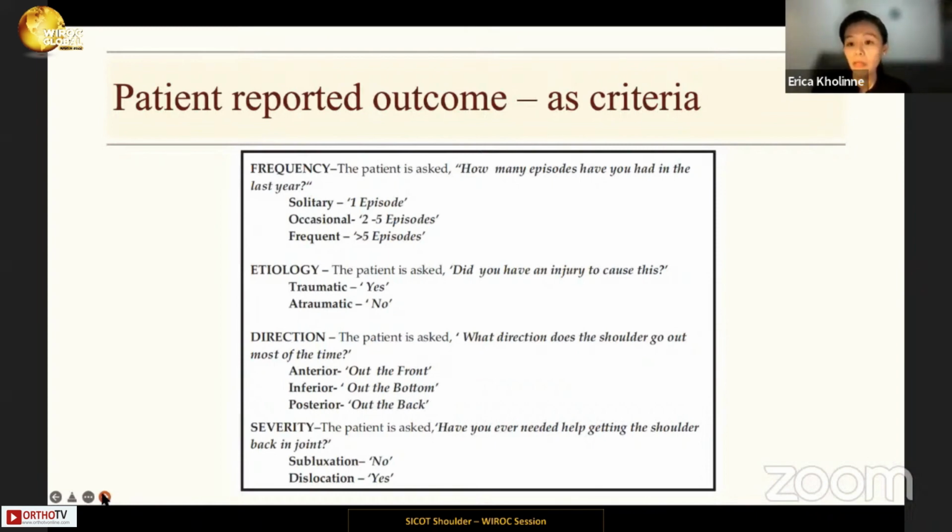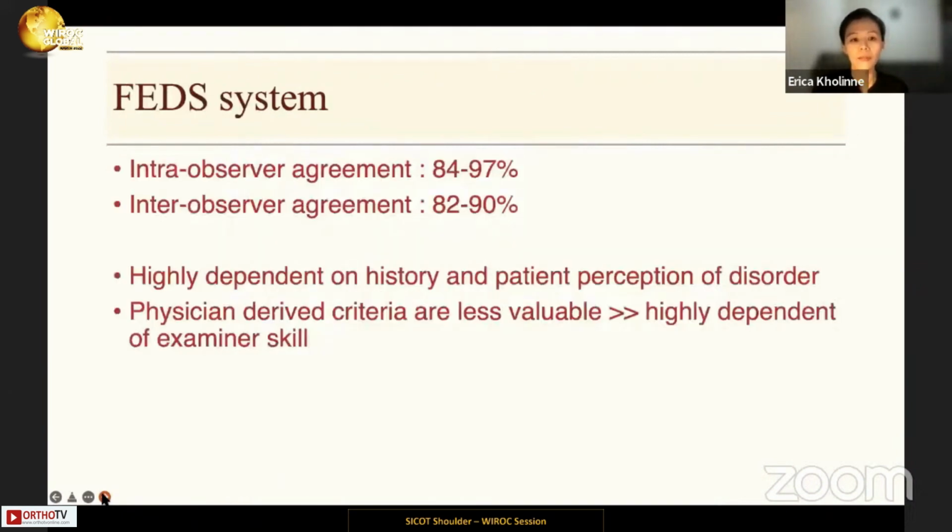Patients also may be able to tell you the direction of their instability, or which position of the arm will reproduce their symptoms. For example, hand behind head for anterior or carrying a briefcase for inferior. Provocative tests will be performed if the patient cannot tell the direction. Severity is determined by history. If a patient never has required assistance to have their shoulder reduced, they will fall under the subluxation subclass.